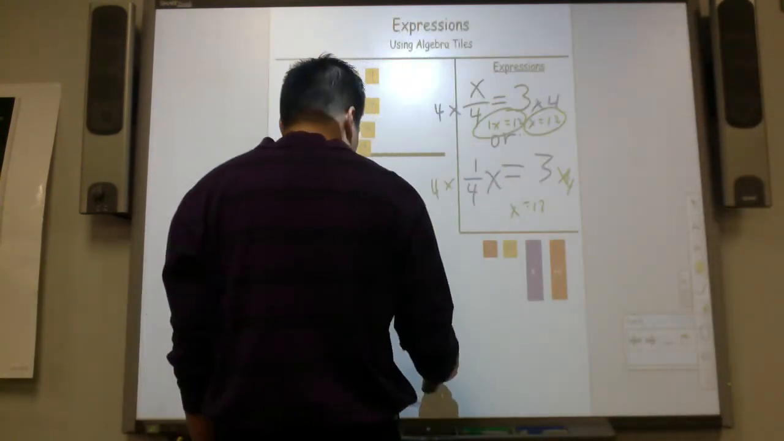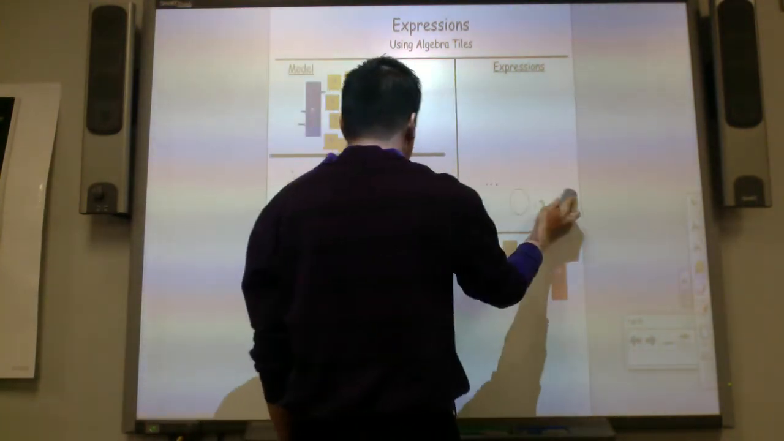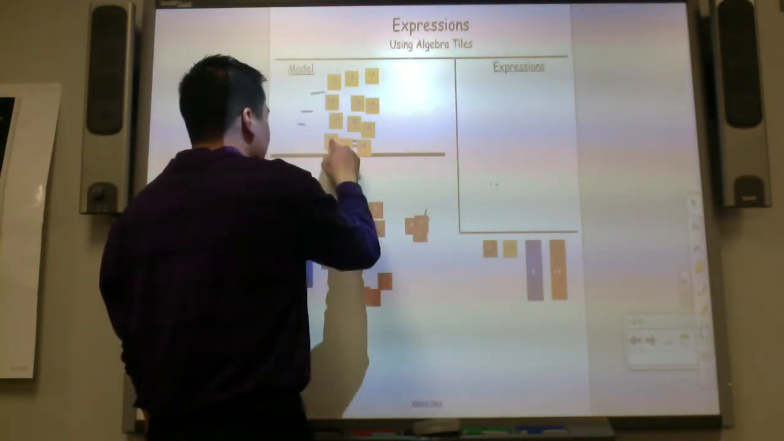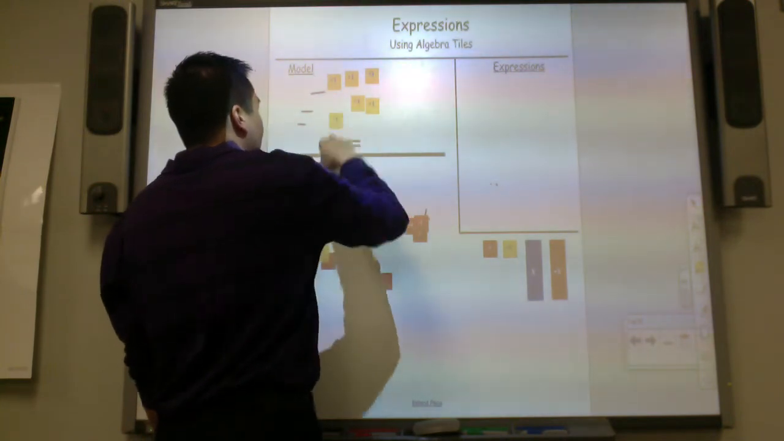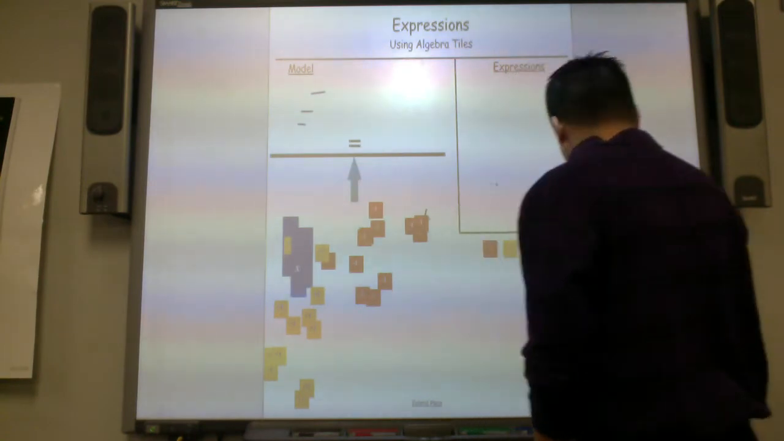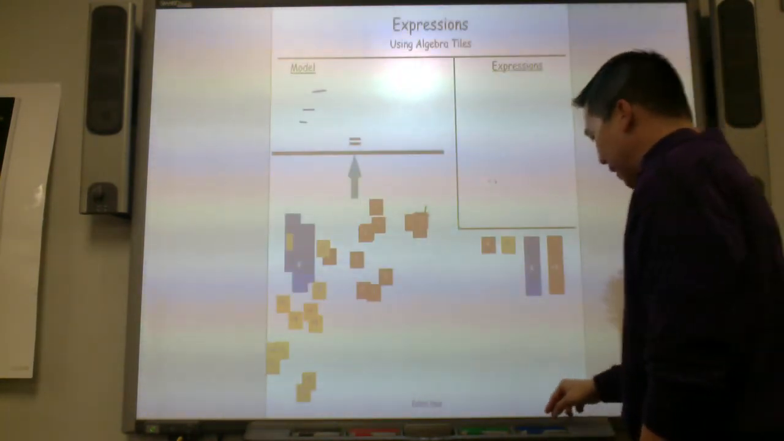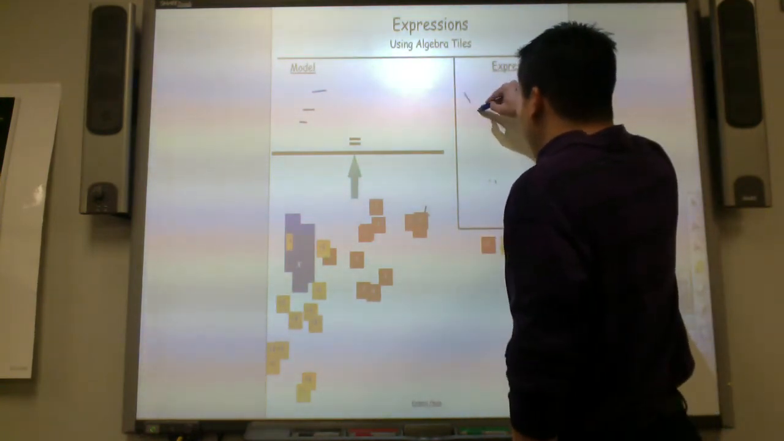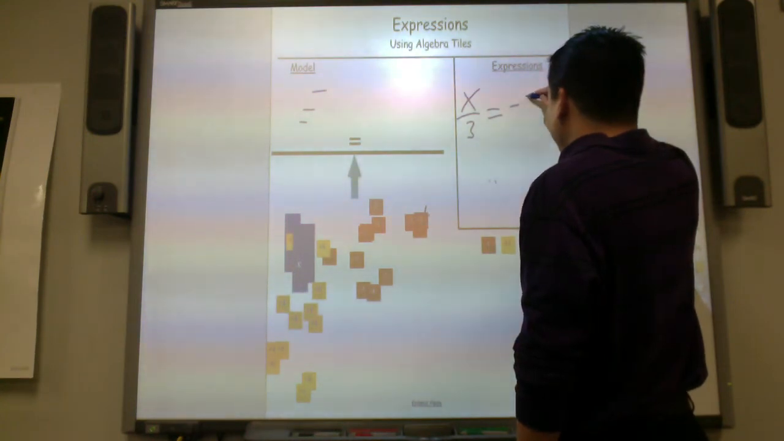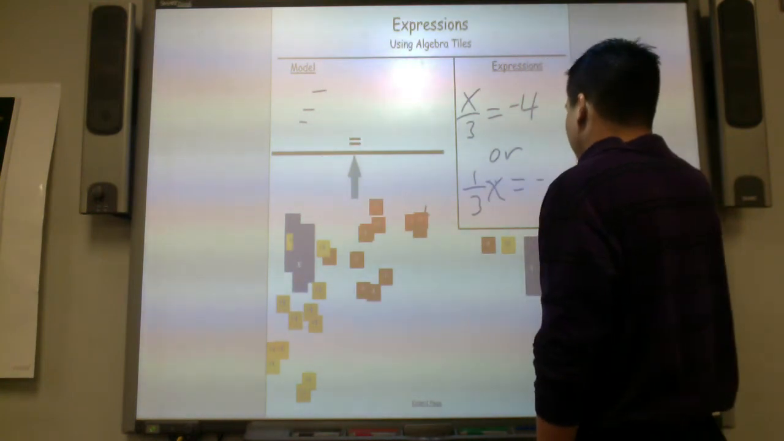All right, let's try it now with one more example, and then you do some on your own. So here's my last wonderful example. In this last example, we have x divided by 3 equals negative 4. Or another way to say it is 1/3 x equals negative 4.